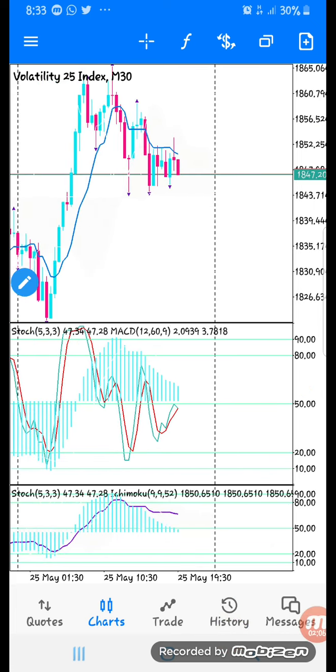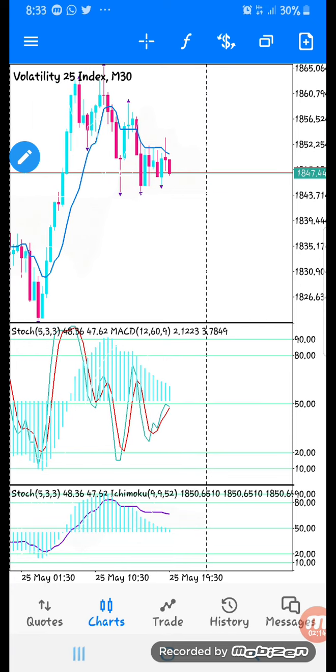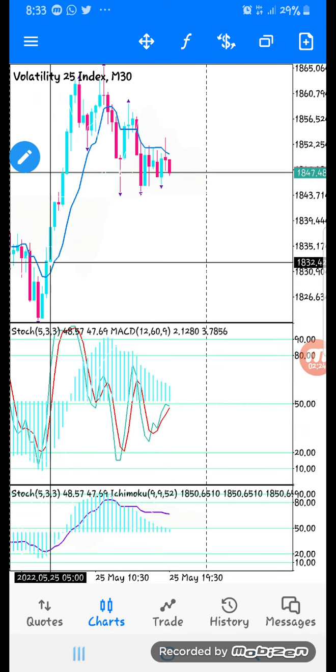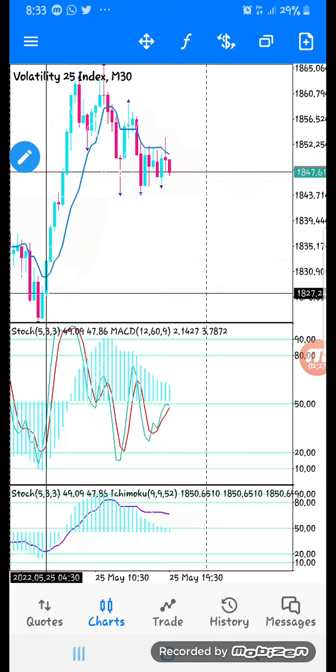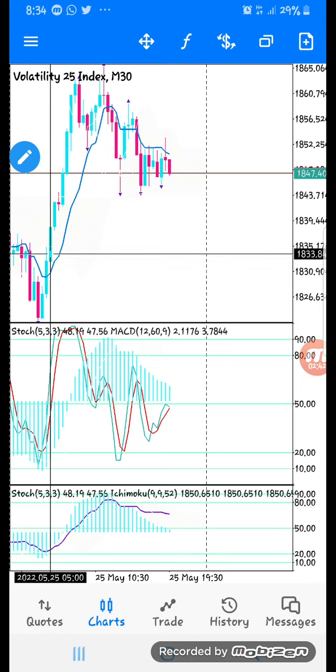When it's like that, the next thing you look out for is a breakout in the main chart. When you see a breakout like this, this candle, this is a strong breakout. After this breakout, you're supposed to take a position in the next opening candle.